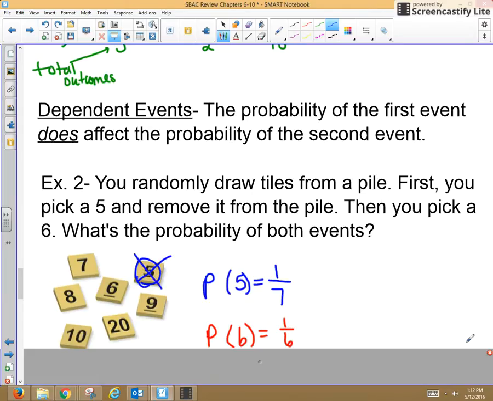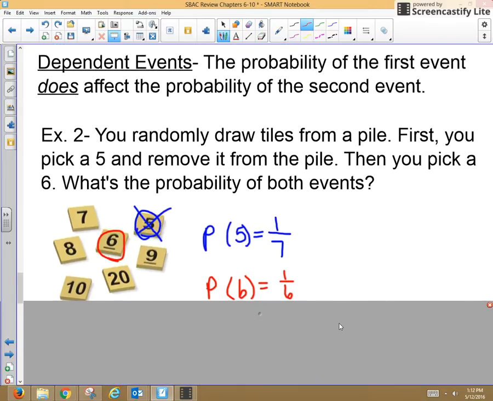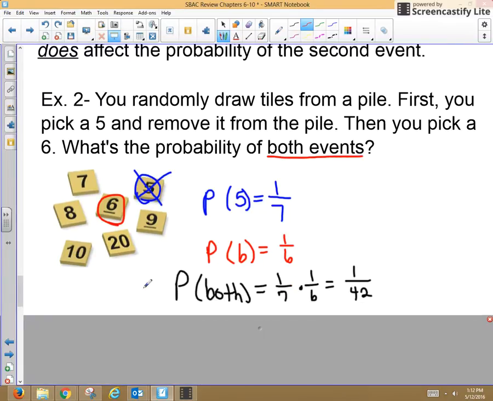Once we remove it, we cross it off. We cannot count that tile anymore. Now there are only 6 tiles left. The probability of landing on a 6 is 1 out of 6. Now, since it's a compound event, we need to find the probability for both. So the probability of both events is the first event, 1/7, times the probability of the second event, which is 1/6. 1 times 1 is 1, and 7 times 6 is 42. So there's a 1 out of 42 chance that you will pick a 5 first, and then you will pick a 6.